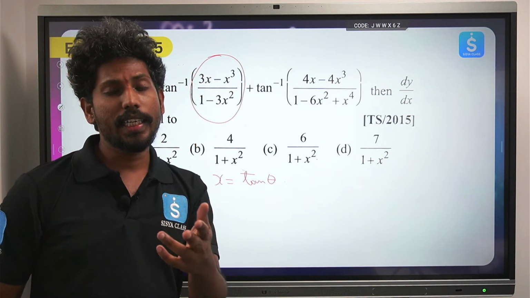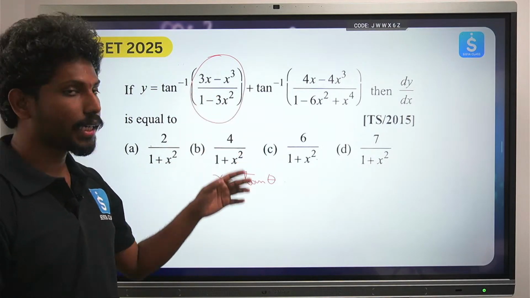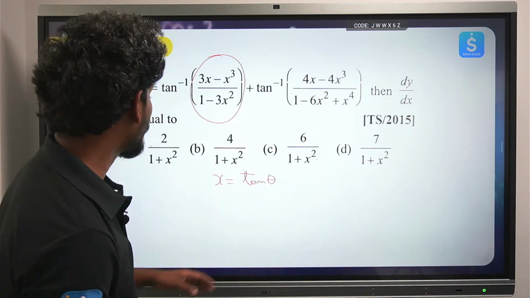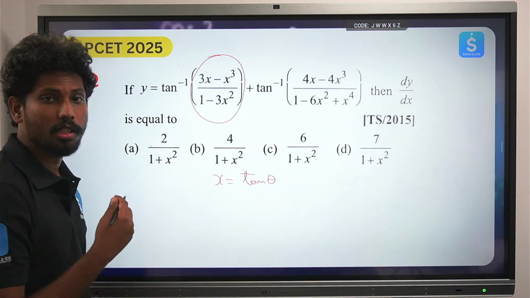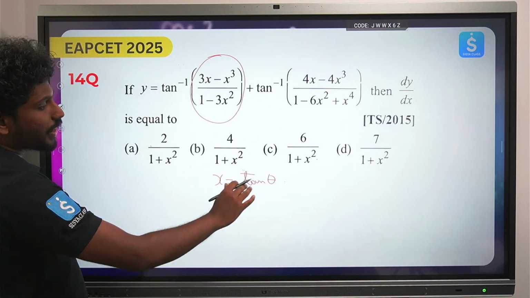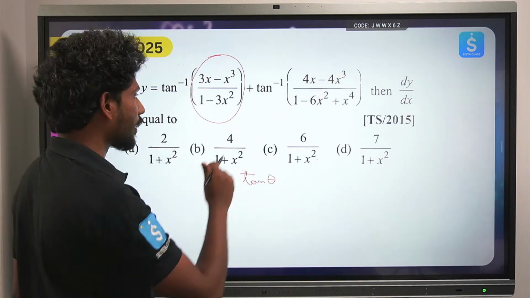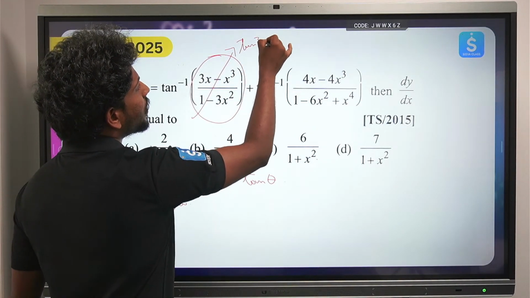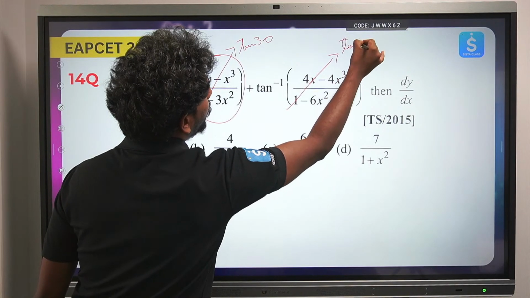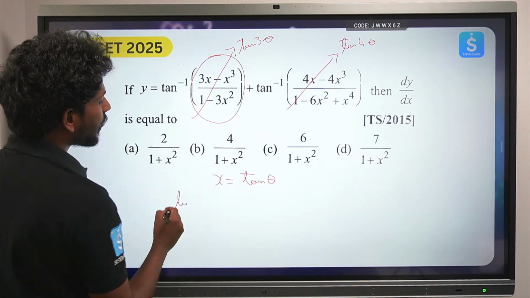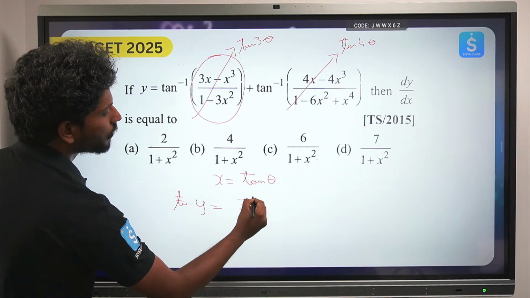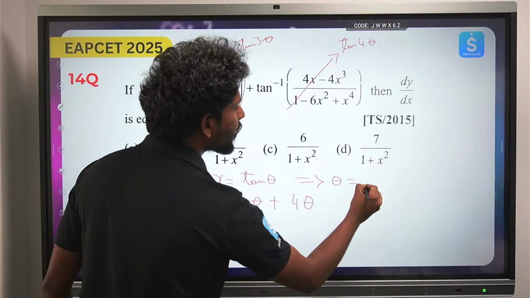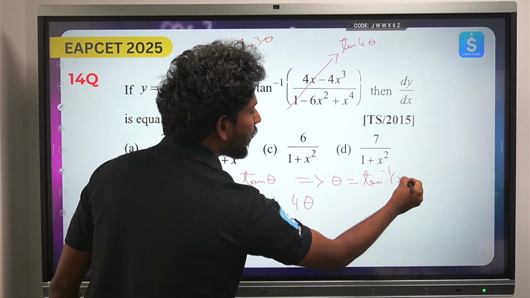Because the tan 3 theta formula is (3 tan theta minus tan cube theta) by (1 minus 3 tan square theta). Similarly, tan 4 theta is (4 tan theta minus 4 tan cube theta) by (1 minus 6 tan square theta plus tan to the power 4 theta). So this is the whole formula. If you substitute tan theta, here you have everything, right? So tan inverse of this whole formula will become tan 3 theta, and this will become tan 4 theta. So tan inverse of tan 3 theta becomes 3 theta, and tan inverse of tan 4 theta will become 4 theta. But from here I can write theta is equal to tan inverse x.